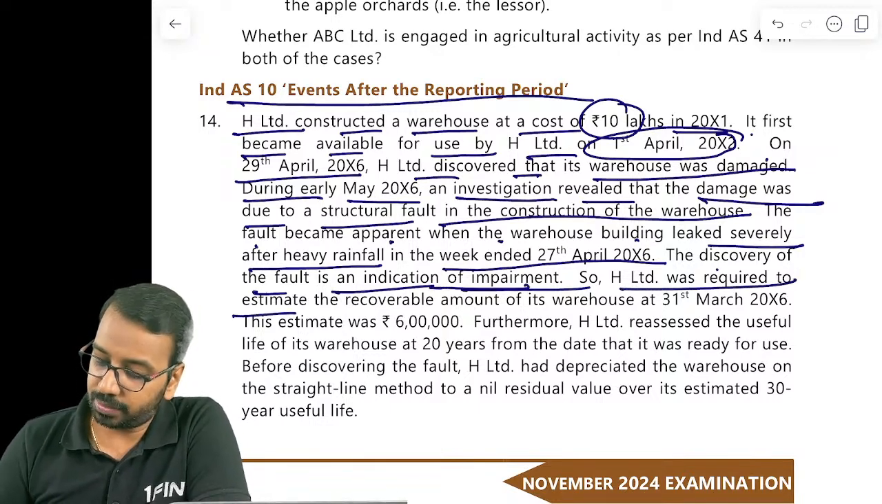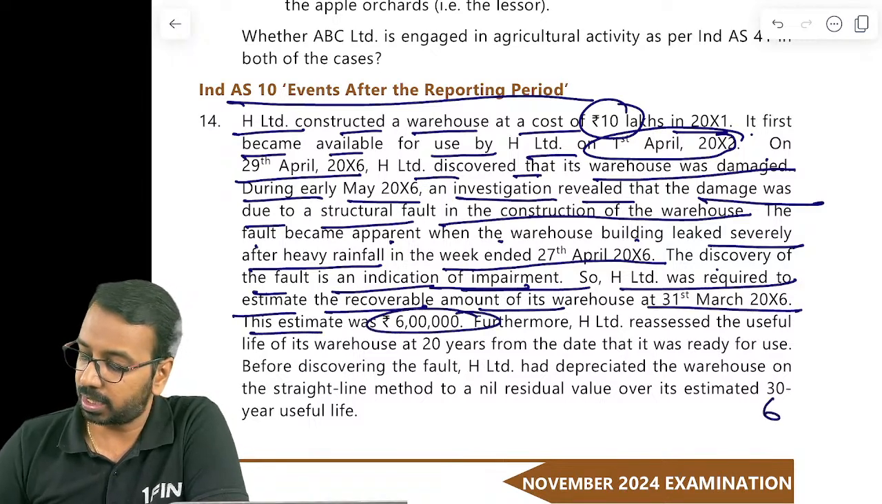H Limited was required to estimate the recoverable amount of the warehouse on 31st March. The estimate was 6 lakhs. So this is the recoverable amount.